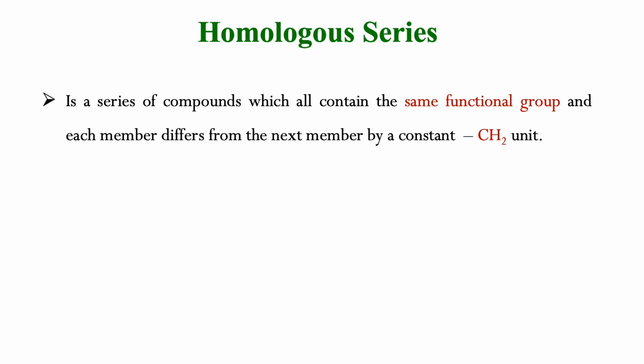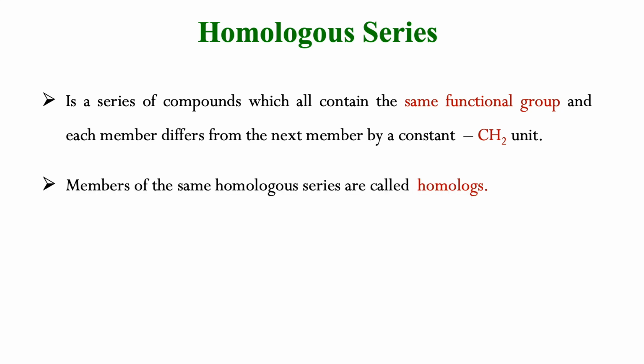Now, let's look at the homologous series definition. A homologous series is a series of compounds which all contain the same functional group and each member differs from the next member by a constant CH2 unit. Members of the same homologous series are called homologues.